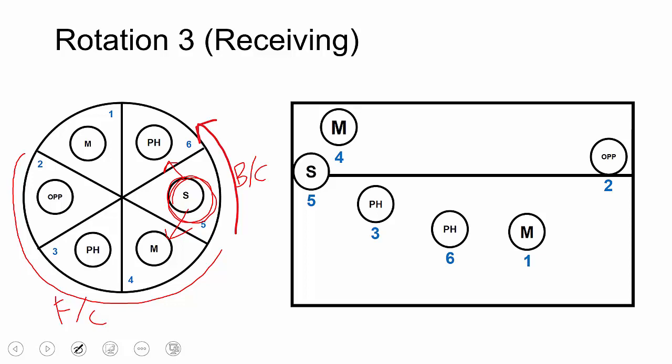And what does the setter have to do? The setter's first job is to run and get to this position here. But they have to still be in rotation before the serve goes. Okay, so the setter, is it in between the middle and the pass hitter?